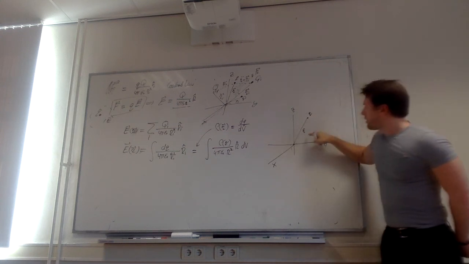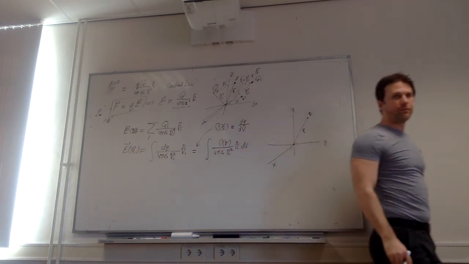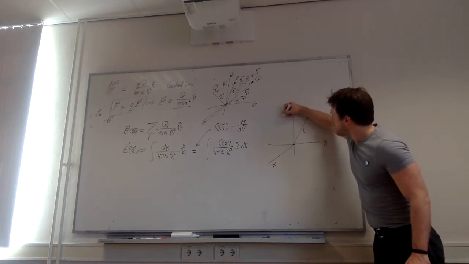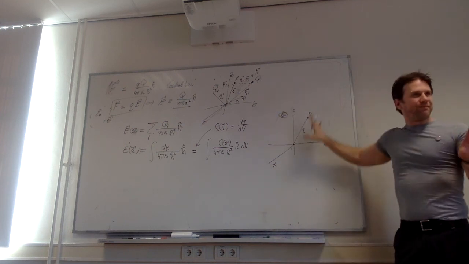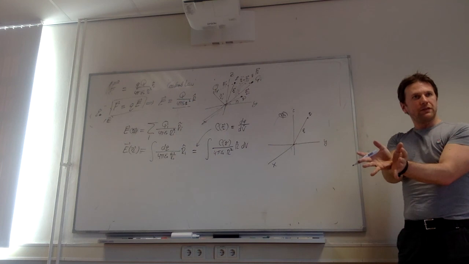This one we call R. That's that R, because this is where you want to know the electric field. Okay? Around all of this, there is charge smeared about. Not individually anymore, it's smeared out over all space.